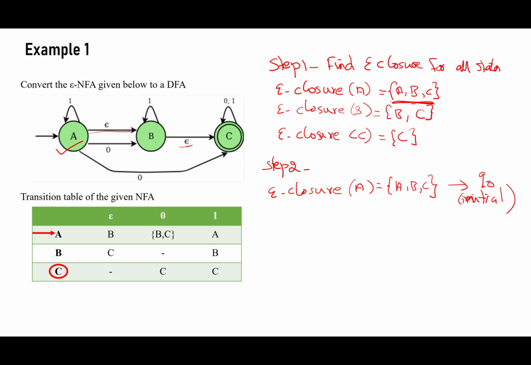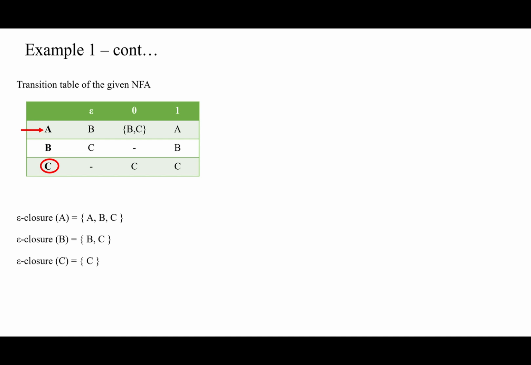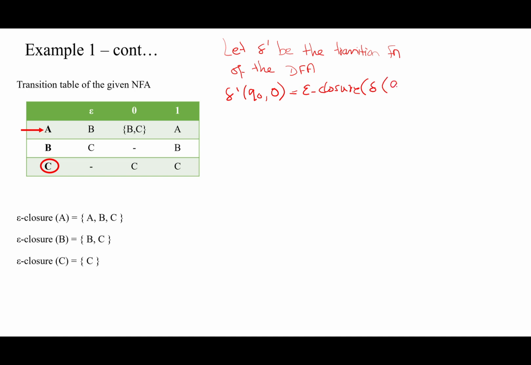From this new state Q0, we have to find the transitions for the inputs 0 and 1. If we get a new state, from that new state we have to find the next transitions. So next we will find the transitions of the DFA. Let delta dash be the transition function of the DFA. So delta dash of the new state Q0 and input symbol 0. Here there are two input symbols, 0 and 1. We can write this as epsilon closure of delta of Q0 comma 0.